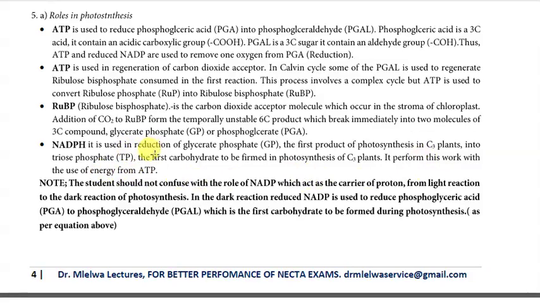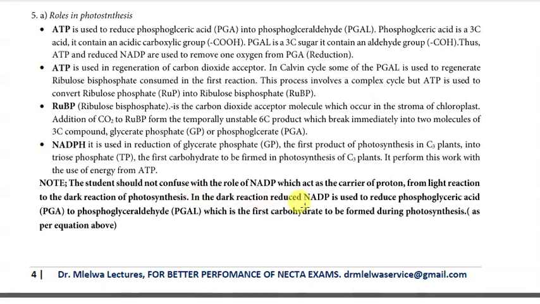Now, one thing you need to remember in this part is that sometimes you'll be asked the role of NADP, not NADPH. These are two different substances. However, their functions can seem to be closely related. Actually, the NADP is the oxidized form. And this NADP, its role, it acts as the carrier of proton. You can say it is the proton carrier or the hydrogen carrier from light reaction to dark reaction of photosynthesis.